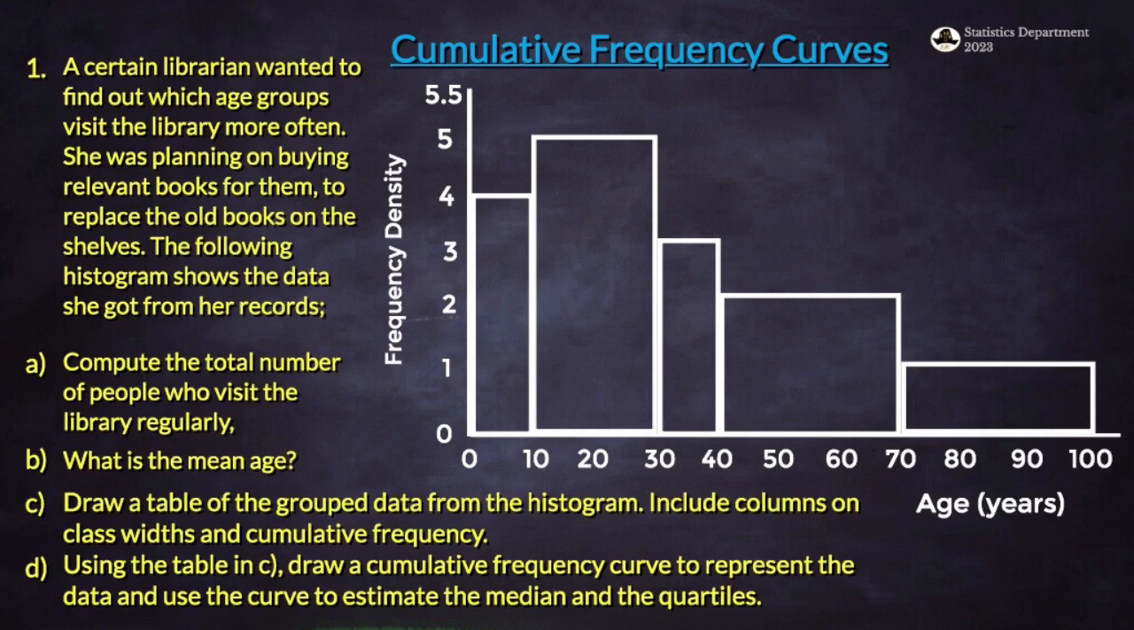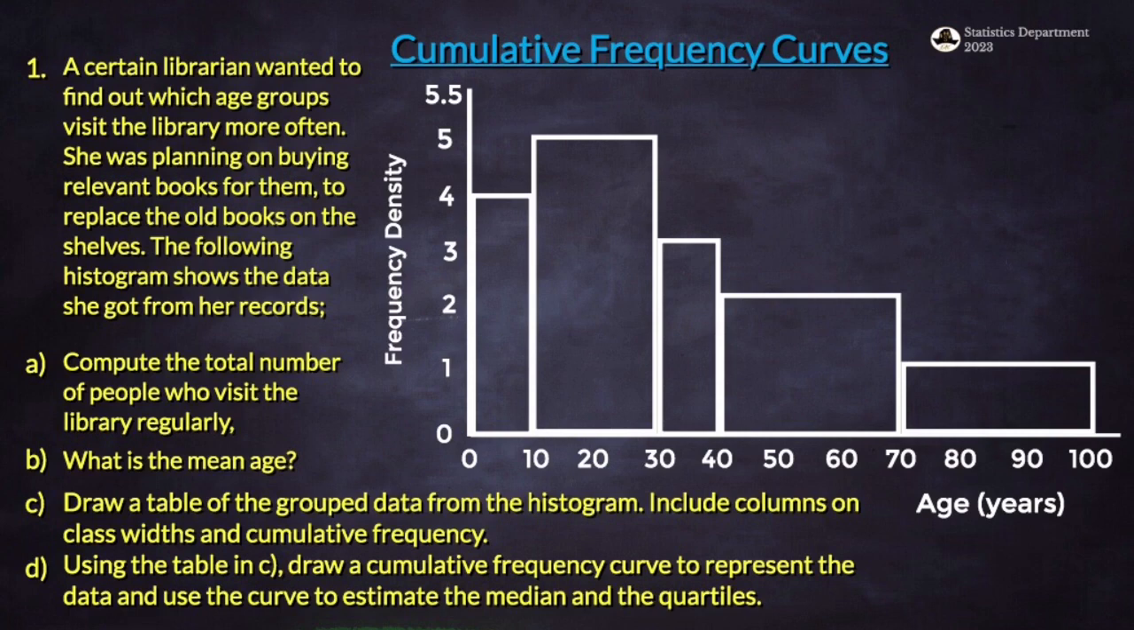So with the first question, compute the total number of people who visit the library regularly. And then what is the mean age? Then draw a table of group data from the histogram. So using the histogram to draw the table with all those columns stated and probably more. Using the table in C, draw a cumulative frequency curve to represent the data and use the curve to find the quartiles and the median. So basically you're using that histogram to do all that.